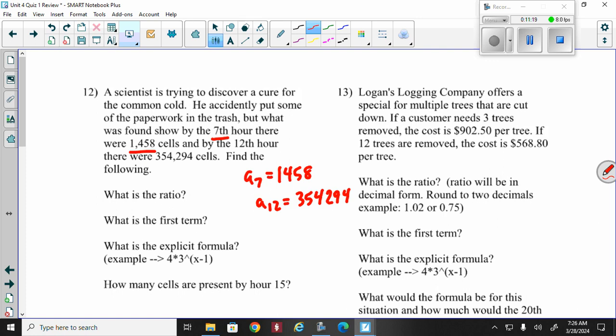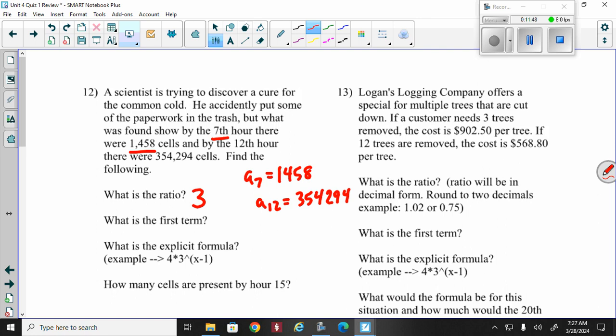First thing we're going to do, we're going to take our later term divided by our earlier term. Again, we know how to do this. I'm speeding up. So 354,294 divided by 1458, and I'm going to take the root. Now, if you're someone who doesn't know how to do this at this point in the semester, you have to ask, because we're beyond that point now. What is the ratio? My ratio is 3.